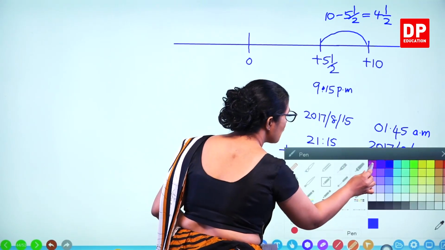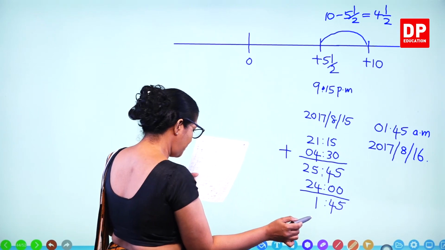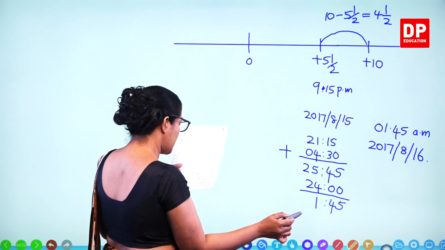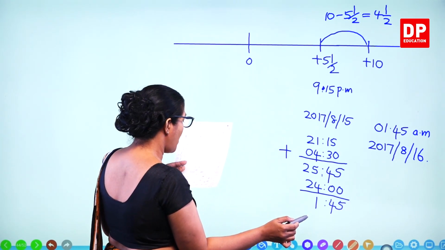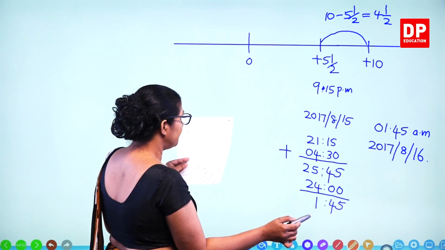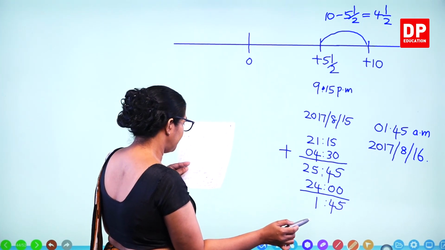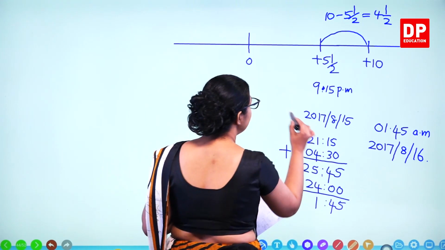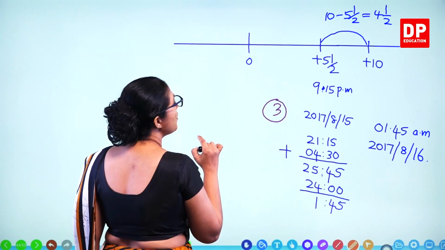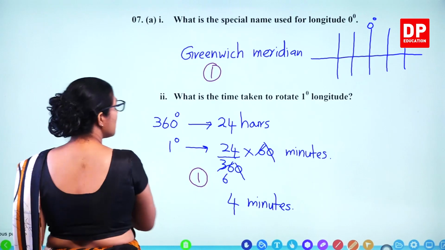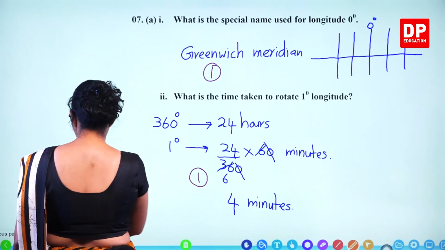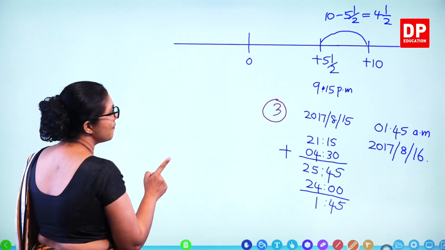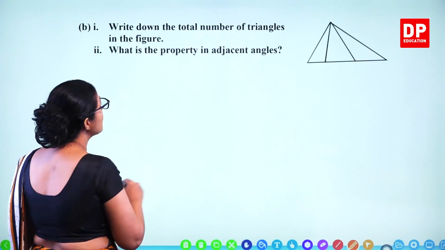So how many marks for this one? You get 3 marks. So 3 marks for that. So how many marks we gave for this part? 1, 2, 3, 4, 5. Let's take the next one.